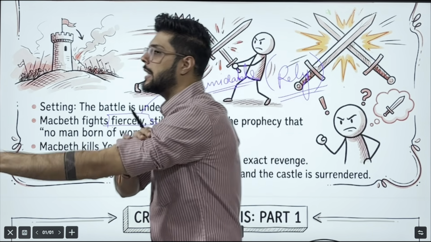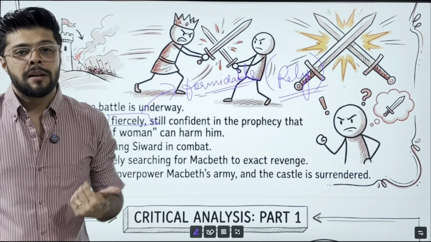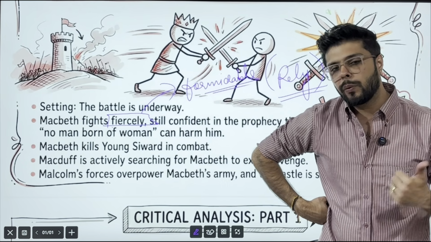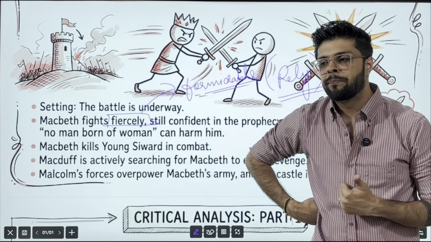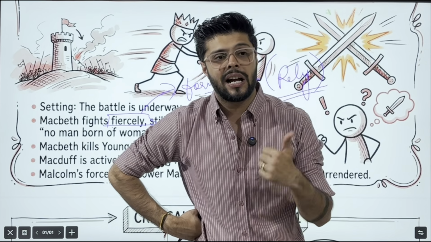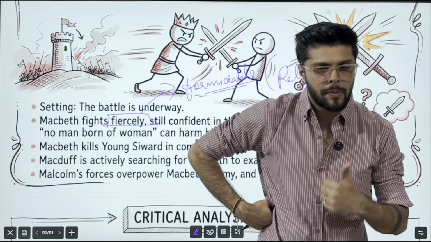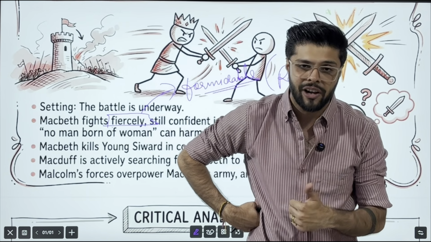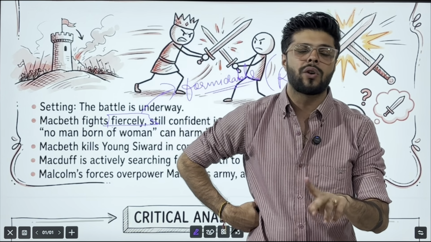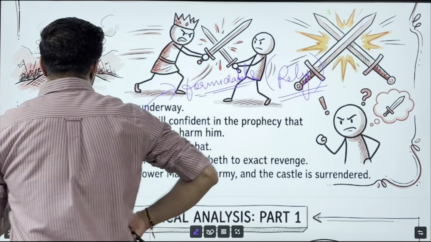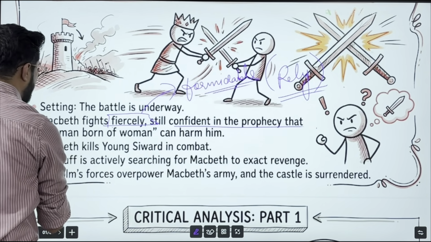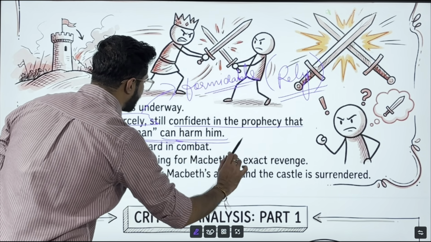Although the Birnam Wood prophecy has been fulfilled, Macbeth is still blind to the equivocation of the fiends, because he still wants to believe that no one born of a woman would come and confront him. But as the audience, we are already prepared and aware of the misleading nature of that prophecy too. So Macbeth, although he fights fiercely, is still confident in the prophecy that no man born of a woman can harm him.